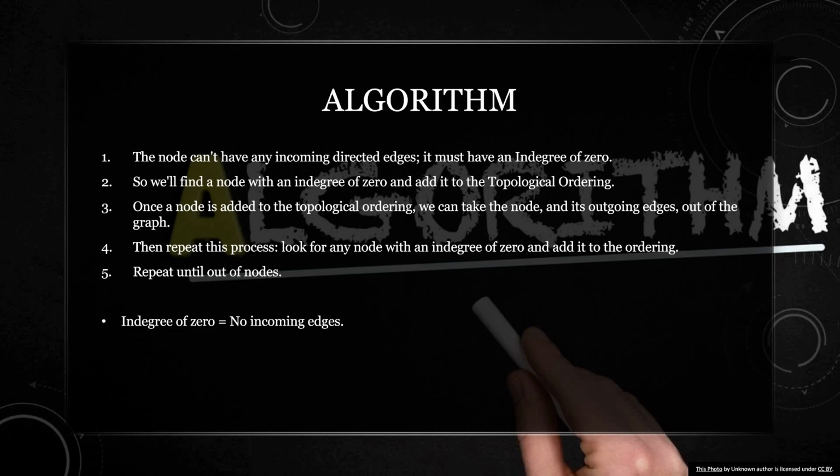Number 3, once a node is added to the topological ordering, we can take the node and its outgoing edges out of the graph. Pagkatapos nating mahanap yung node na walang directed edges, lalagay natin yung topological ordering dahil wala siyang dependencies. Bali itong node na ito ang starting point natin. Pagkatapos nating mailagay ang node sa topological ordering, alisin din natin sa graph kasama yung mga outgoing edges.